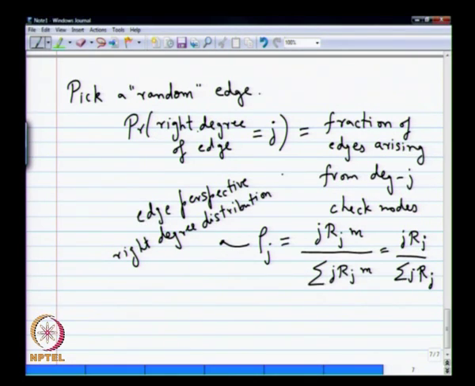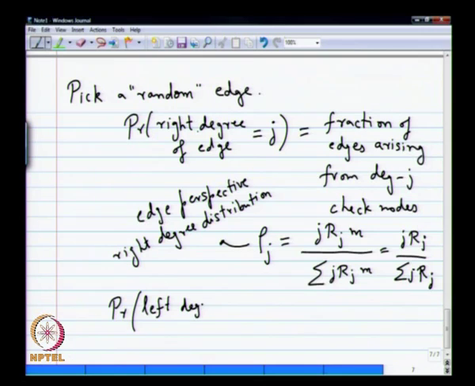Okay. So, capital R is the node perspective right degree distribution, rho is the edge perspective right degree distribution. Okay. So, it basically says what is the probability that a randomly chosen edge, even in a particular graph, will be connected to a degree j check node.